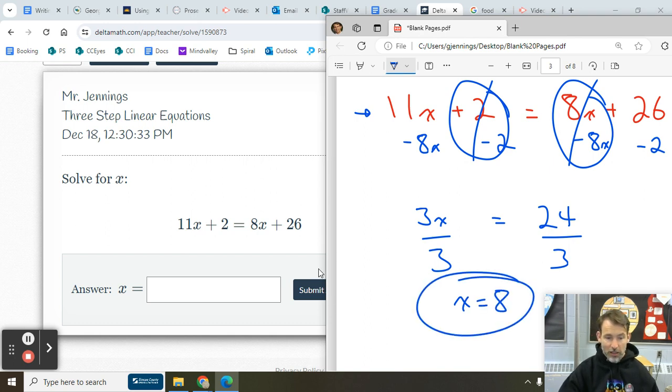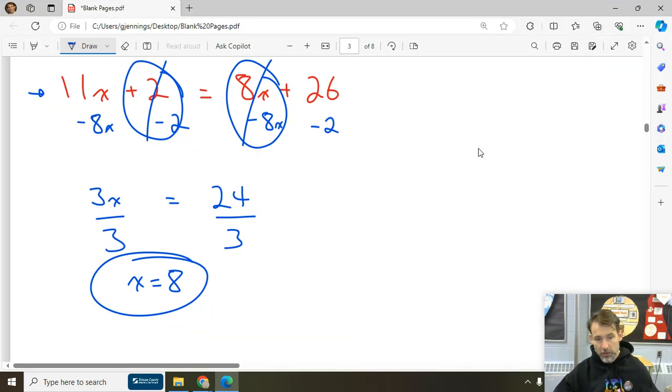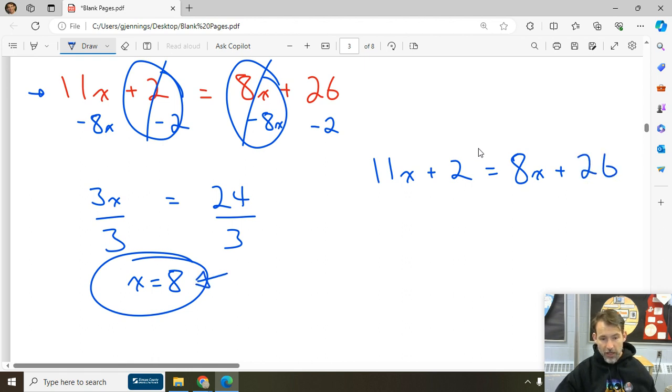And then I can check it in the original equation. Of course we can do that. Watch. I rewrite the equation: 11x plus 2 equals 8x plus 26. Sure, let's try it. X is equal to 8. Don't mind if I do. 11 times 8 plus 2 equals 8 times 8 plus 26.